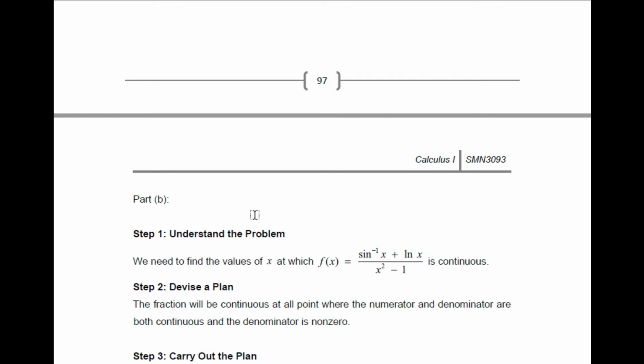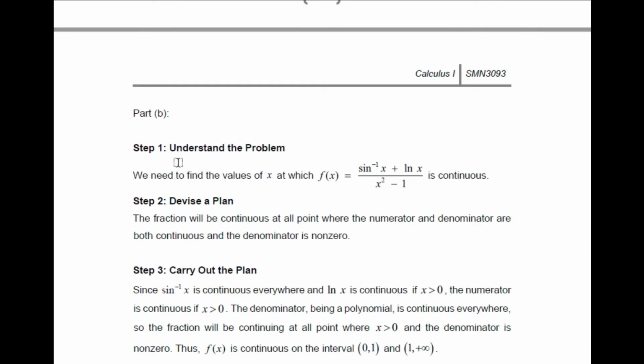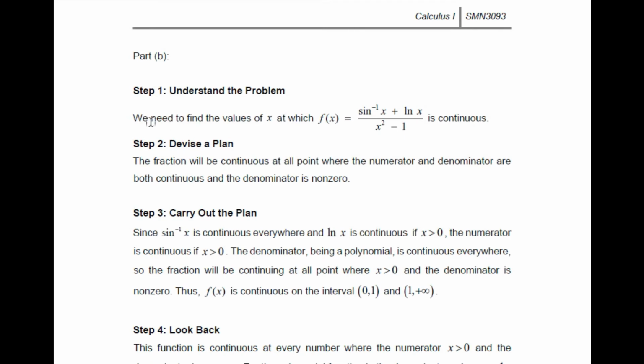For part B, step 1, understand the problem. We need to find the values of x at which f(x) equal to arcsin x + ln x over x² − 1 is continuous. We need to find the values of x.